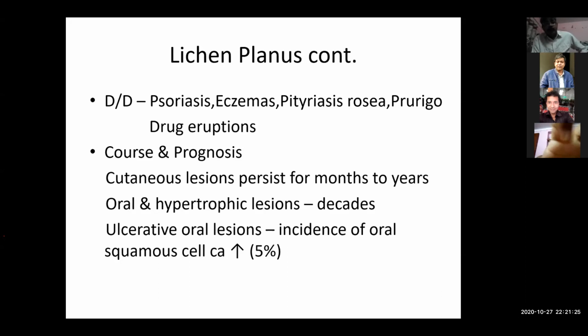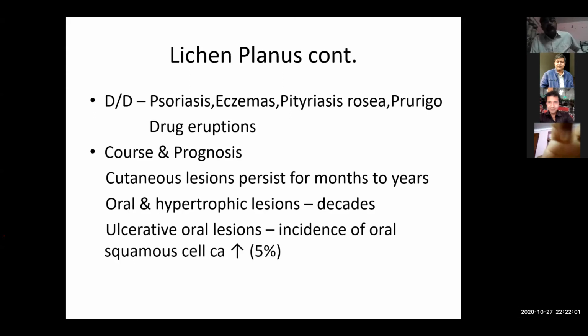Now, course and prognosis. Cutaneous lesions may persist for months to years. Please note, from months to years. As I already mentioned, oral lichen planus and hypertrophic lesions can even go on for decades, and you have to spend a significant amount of time in your earlier consultations with the patients or the patient's relatives, properly educating them: sir or madam, this is a slow process, be patient, don't be impatient. If you are patiently taking the medications, definitely the disease will gradually come under control and this can be cured.